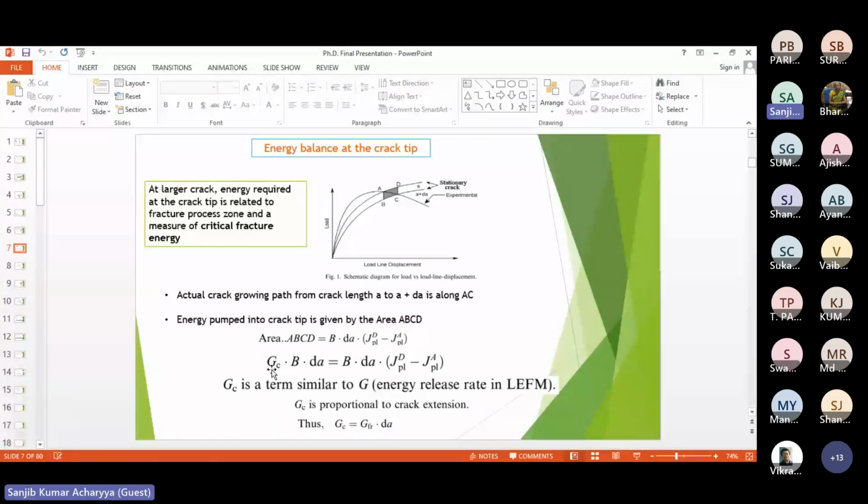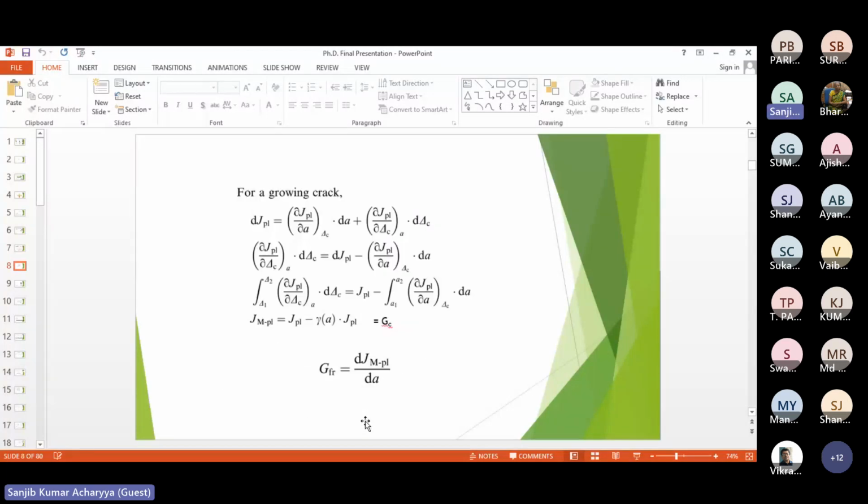Now this Gc is proportional to the crack extension. To normalize the crack extension length, Gc is again defined as Gc equal to Gfr into dA, where Gfr is independent of the extension of the crack. In this way, the definition of Gfr, which is named critical fracture energy, comes from Chapoulier and Mary's work. This Gfr can also be derived directly from the J integral.